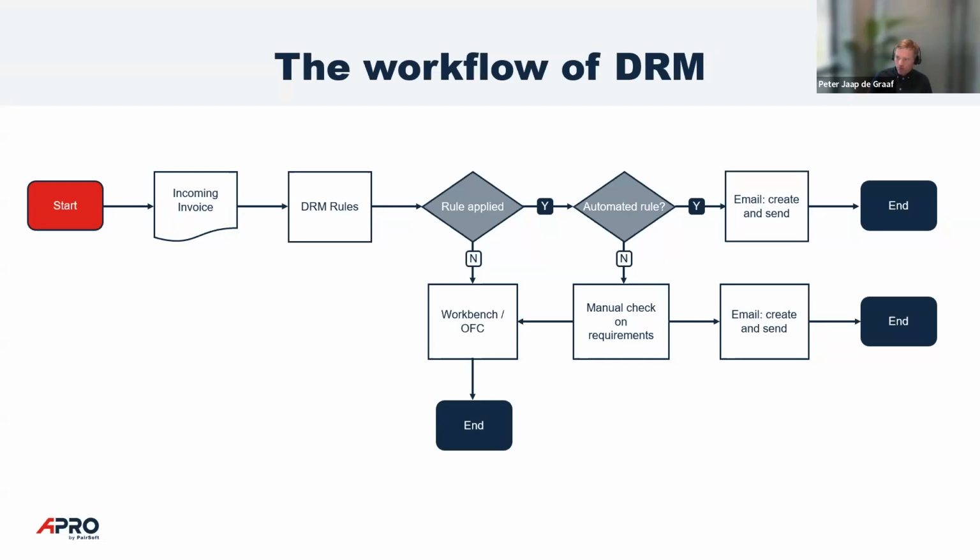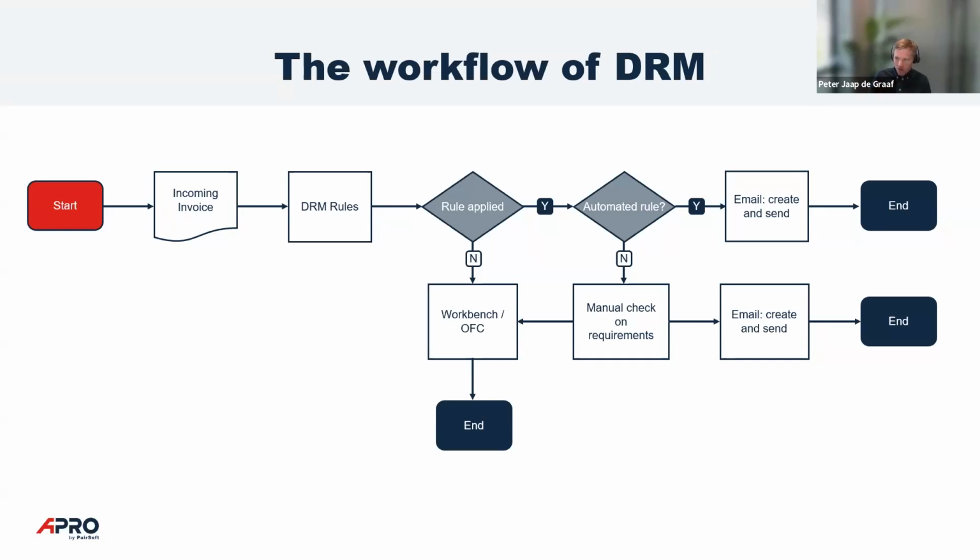So that's one flow. The other flow could be if the rule is applied, but it's not an automated rule. So you would like to have an intervention that you will first check. Then we send it to the workbench, and then the AP user can check if the invoice should be rejected, yes or no. If that's the case, he can select the right template, and then also the email will be rejected.